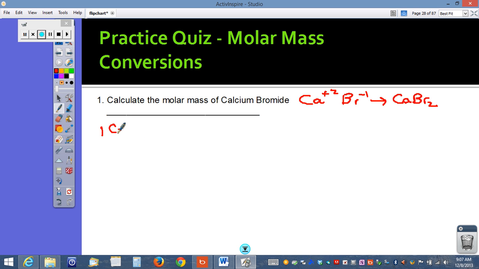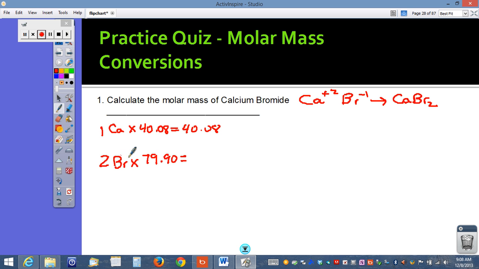This molecule has 1 calcium atom and 2 bromines. You will look up their masses off the periodic table. Calcium has a molar mass of 40.08. So the 1 calcium atom times 40.08 equals 40.08. Bromine has a mass of 79.90. Remember, we're rounding everything off to 2 numbers past the decimal place for molar mass.